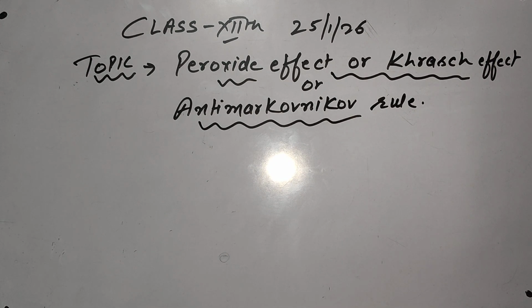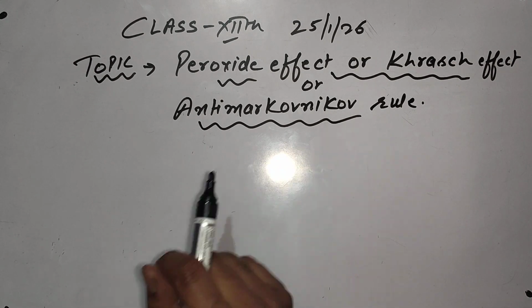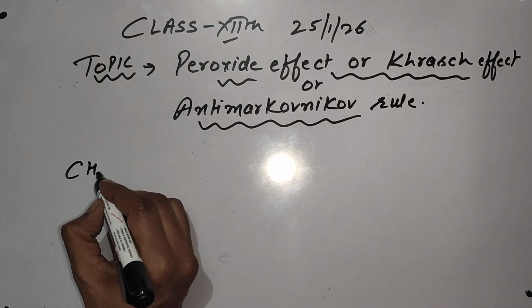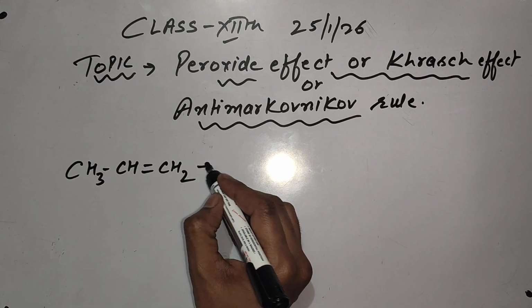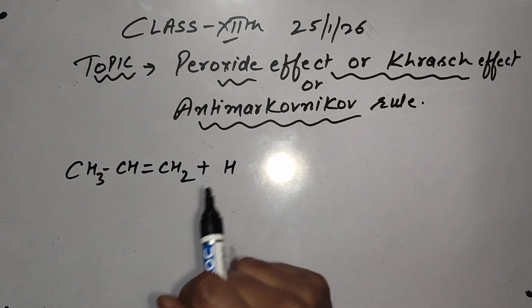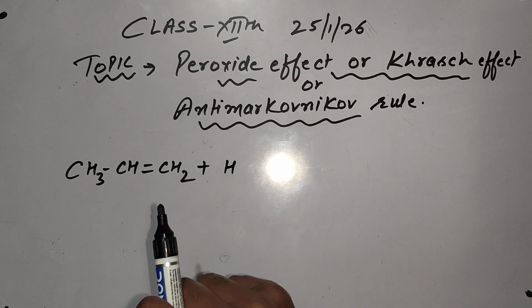Hello everyone. Class 12th, topic name peroxide effect, Kharasch effect you can call it, or anti-Markovnikov rule you can call it. This effect arises when unsymmetrical alkenes like this one are going to react with HX. And HX we know there are four types of HX we have: HF, HCl, HBr and HI.